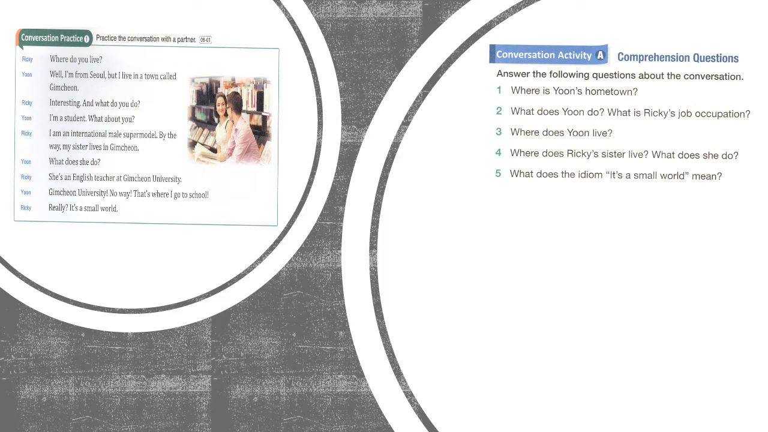So these are just basic comprehension questions. All of the answers are directly in the conversation. So number 1, we want to know, where is Yoon's hometown? And Yoon is a woman in this conversation. Yoon says, I'm from Seoul, but I live in Gimcheon. So her hometown, she is from Seoul. Yoon is from Seoul.